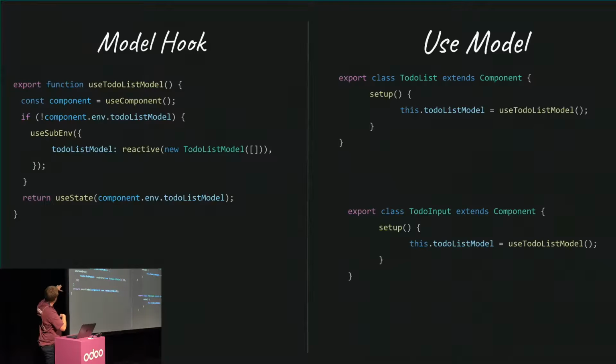So if you check the hook, basically, I check if I have a ToDoList model. So for the ToDoList, it doesn't already exist. So I will add it in the subenv. I need to put it in a reactive. I will explain it, but I need to put it in a reactive to give the same proxy to every component. And after, I just return this ToDoList model directly from the env. And in the case of the to-do input, you already have the ToDoList model in the env, so we'll just arrive at the last line, return useState.